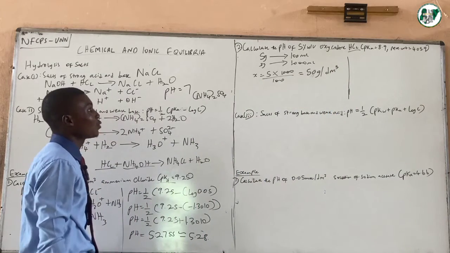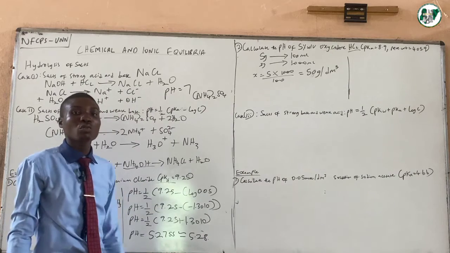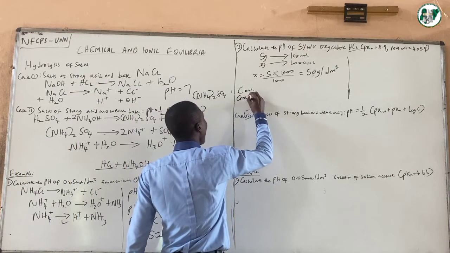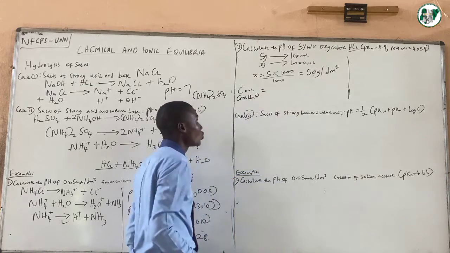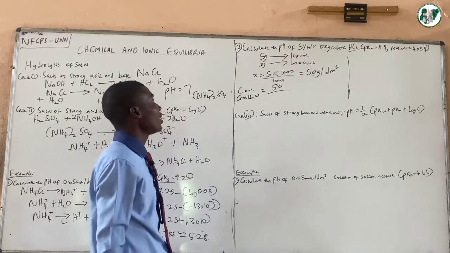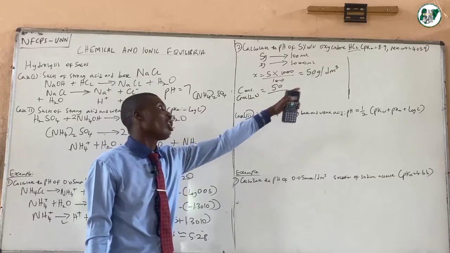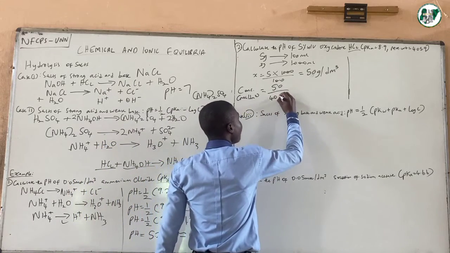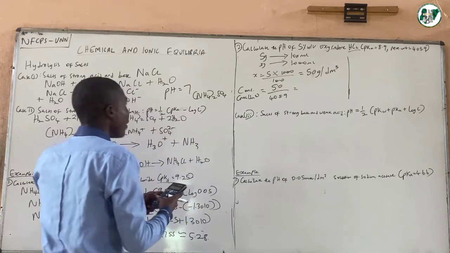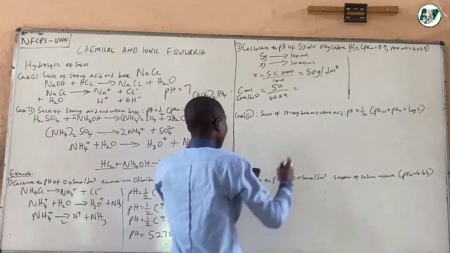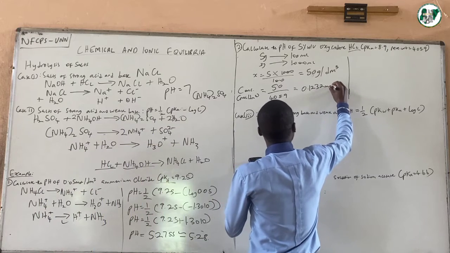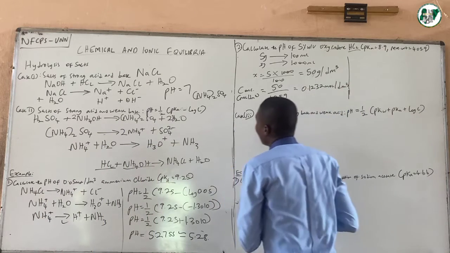Then the next thing for us to do is to convert from gram per dm cube to mole per dm cube. So we know that the concentration in mole per dm cube is equal to 50 divided by the molar mass. The molar mass will be given to us as 405.9. So when you calculate 50 divided by 405.9, that's going to give us 0.1232 mole per dm cube. So can I calculate for our pH?